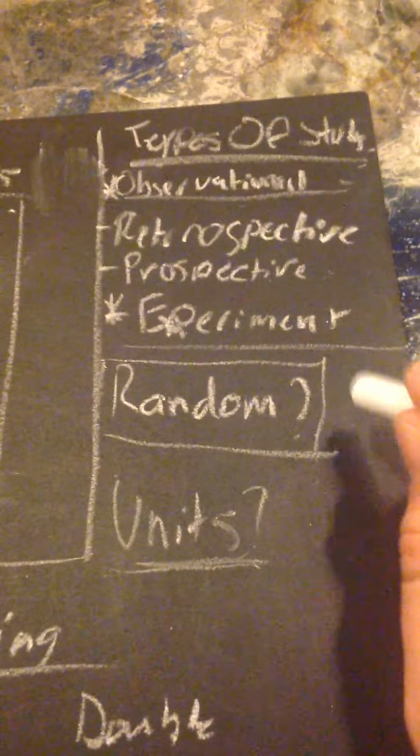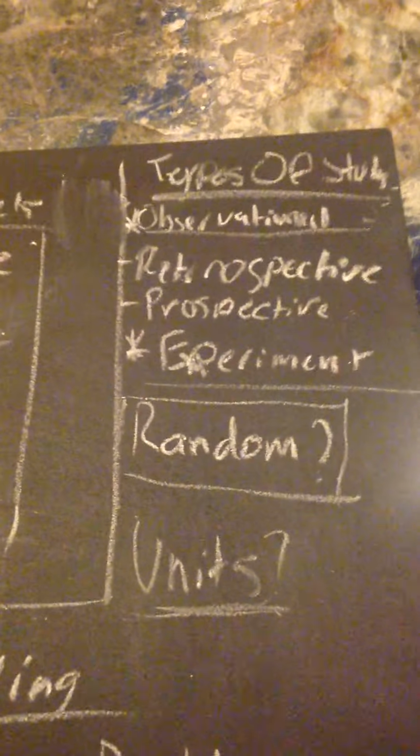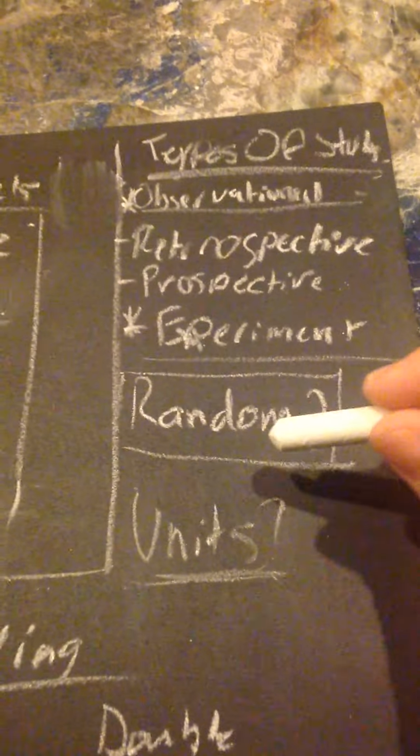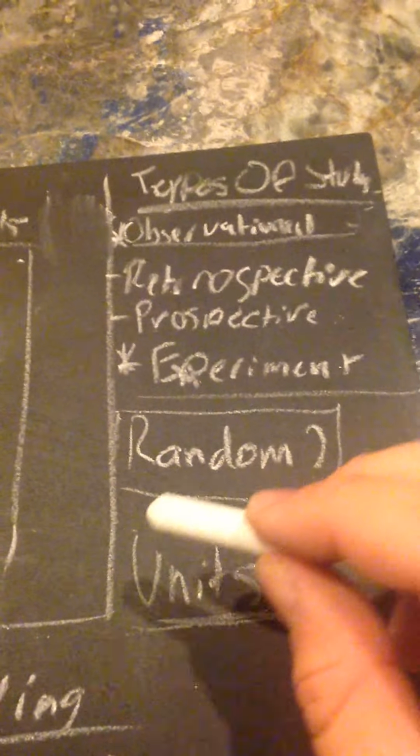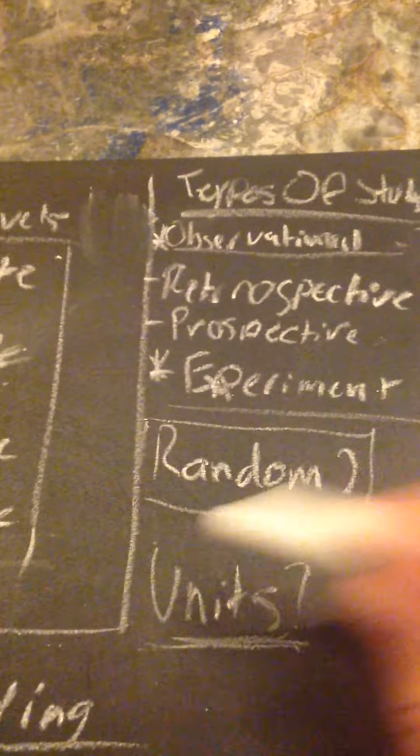If the experiment says that these individuals were selected at random, then it's a random experiment. If it doesn't even mention the word random, you have to assume nothing. You cannot say it's random. You say unspecified. So that's why that's there.